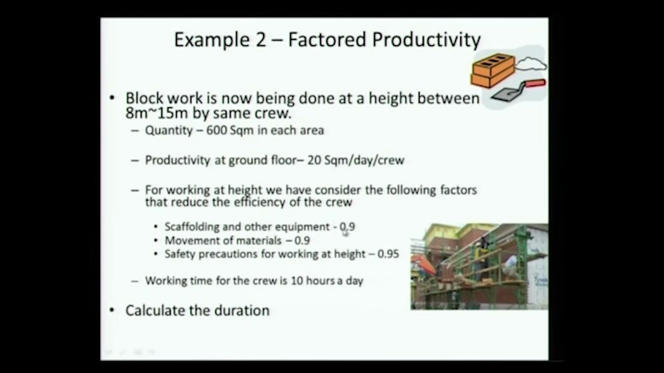Okay, scaffolding and other equipment we are factoring by 0.9, movement of materials by 0.9, safety precautions for working at height 0.95. Like we discussed, on what basis do we come up with these numbers is really a question. But if I have a means of actually collecting data of productivity of masons at a certain height on scaffold, then I could probably come up with more rational ways of coming up with this estimate. And that is really the critical.